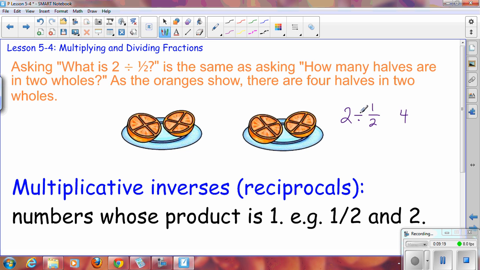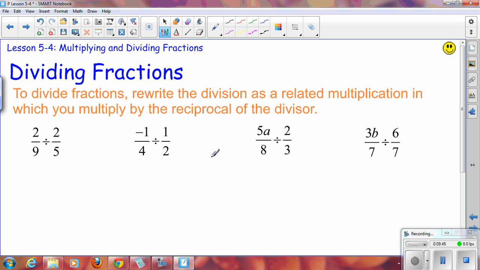Okay, so what we do is we use the multiplicative inverse or reciprocal. That should be the word that looks familiar to you, reciprocal. And we multiply. Okay, so it's actually 2 times the reciprocal of 1/2, which is 2 over 1. 2 times 2 over 1 is 4. Let's do some examples.